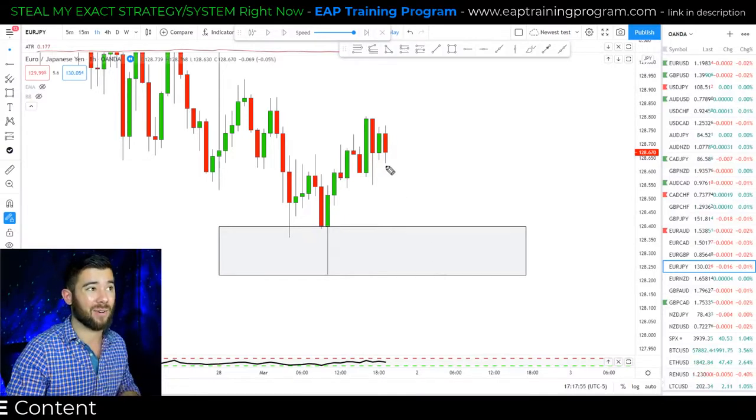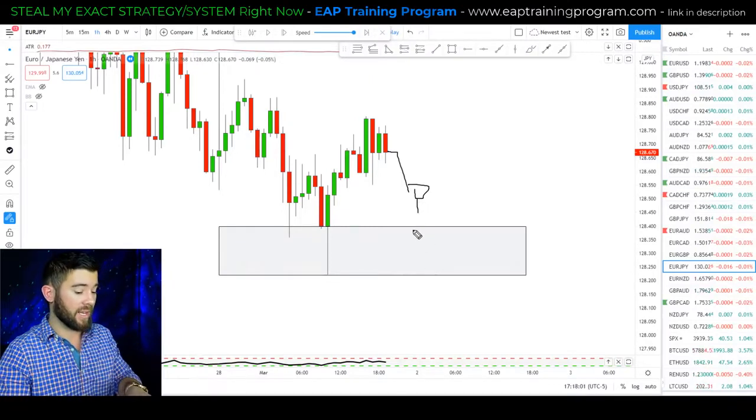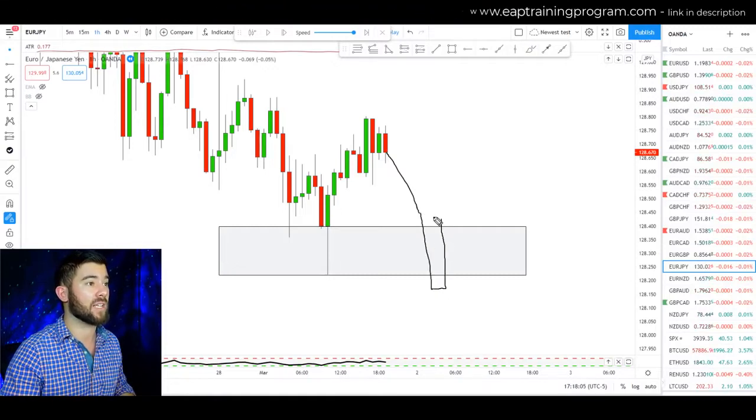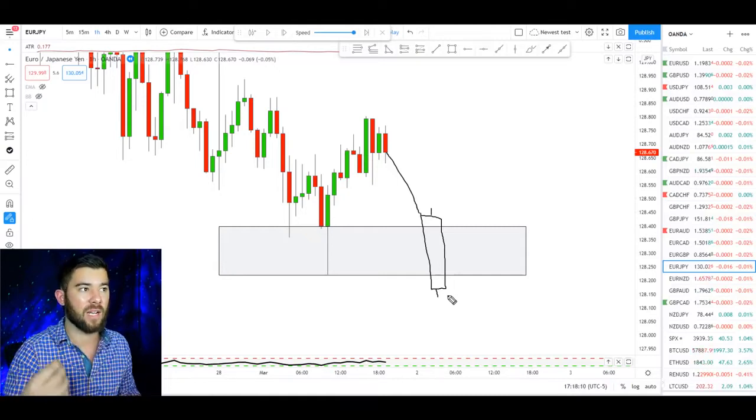What I would not consider a valid double bottom is if we get a candle, but the wick doesn't touch my area. Or if we get a pullback and we see a candle that closes all the way below my zone, those two situations are no longer a valid double bottom for me.